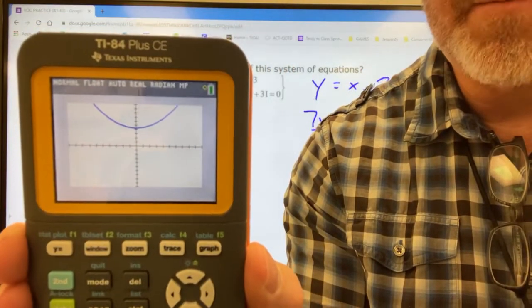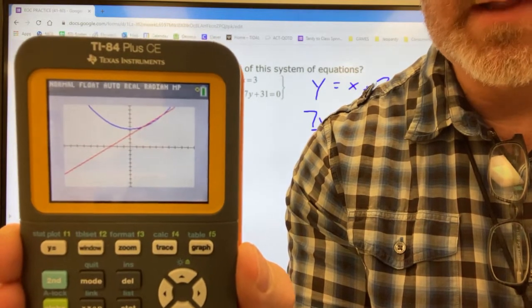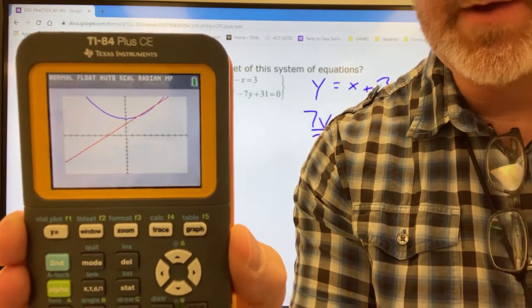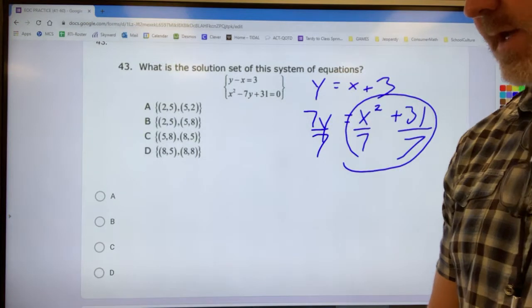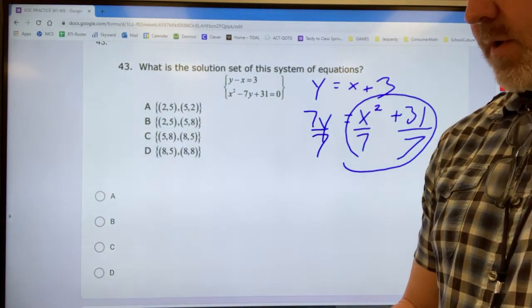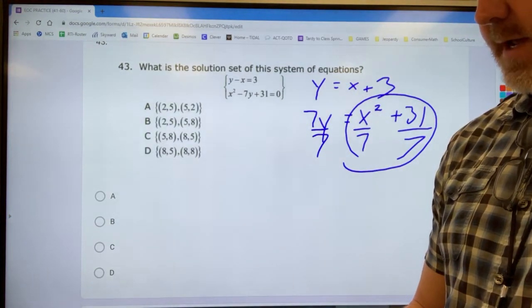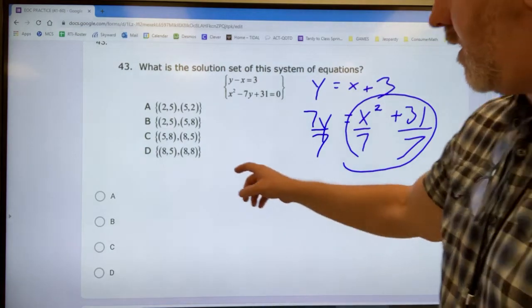One of them is just sort of the bottom of a big parabola, and the other one is a line that cuts through in 2 spots, even though it's hard to see. We're going to ask it where it intersects. We're going to go left, left. There it is. 2 comma 5.